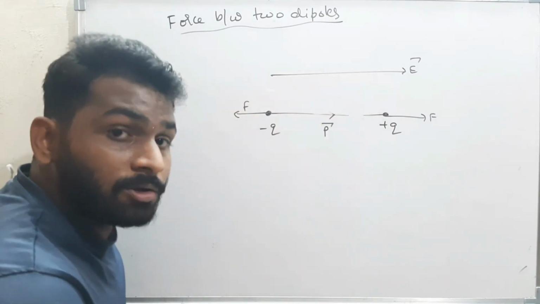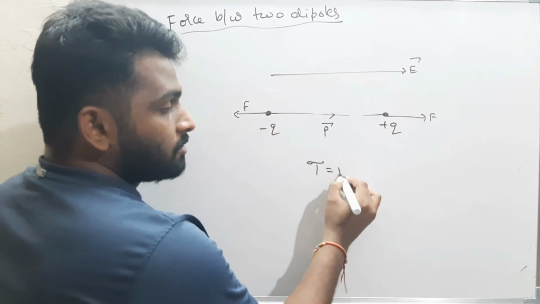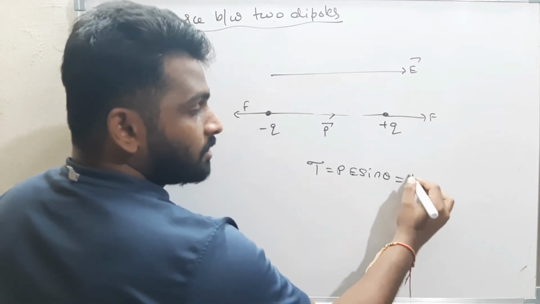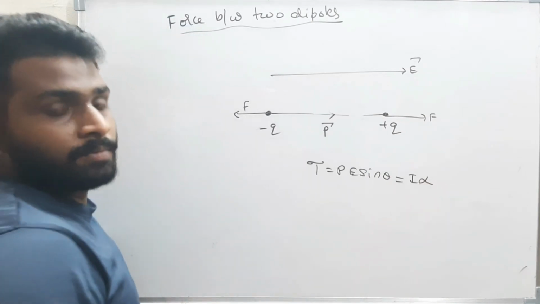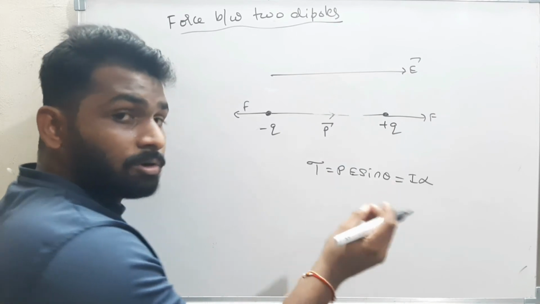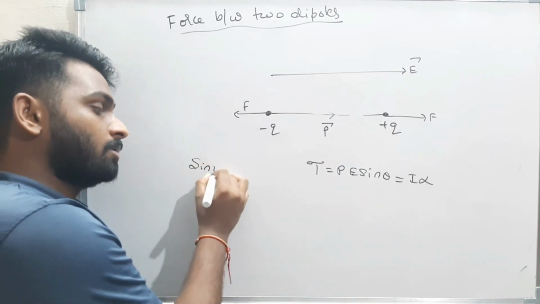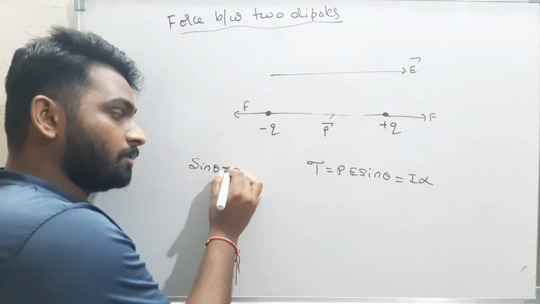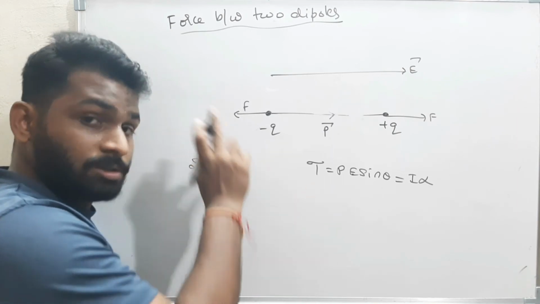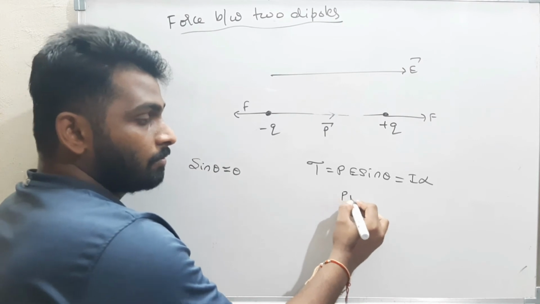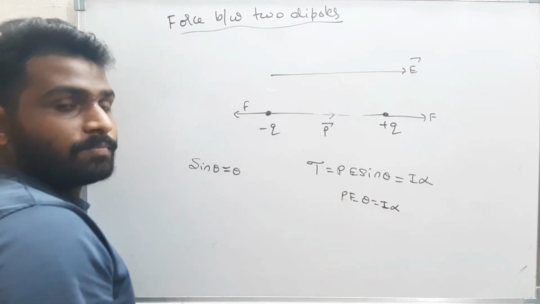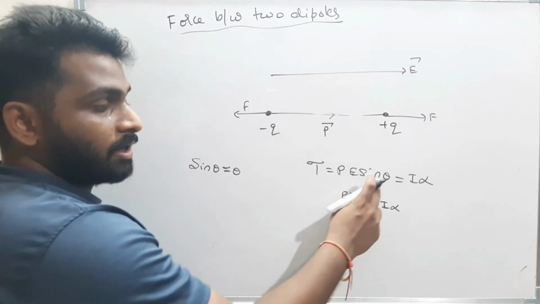Now, what is the time period of the oscillation? Torque is equal to PE sin theta. What is torque? Torque is nothing but I alpha. When I rotate it by a small angle theta, then sin theta is equal to theta itself. If the angle is very small, then sin theta is equal to theta itself. In oscillation, we will study this. Therefore, PE theta is equal to I alpha. Sin theta I can write as theta.